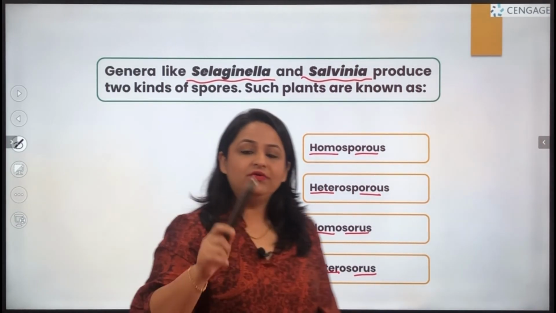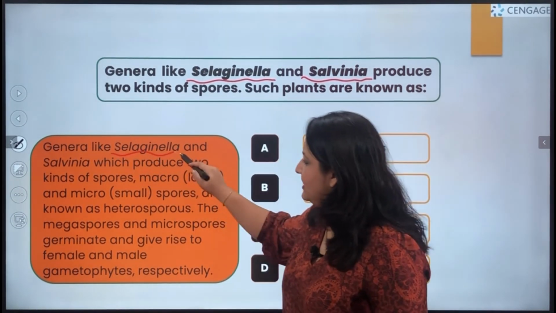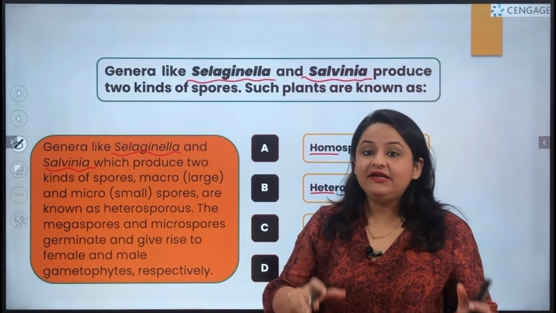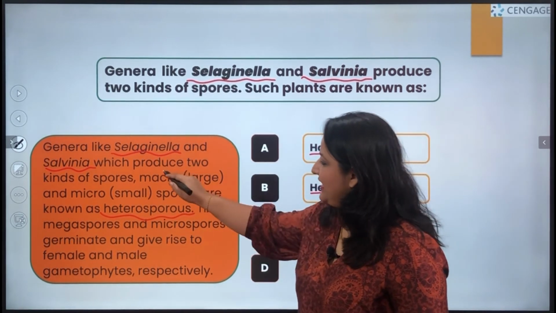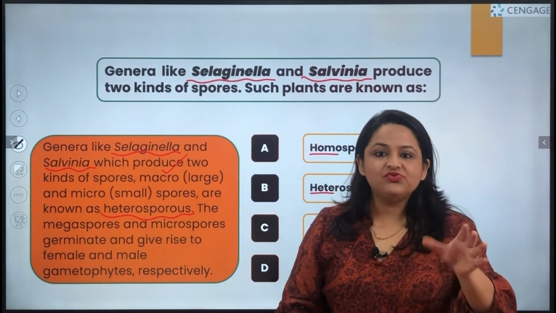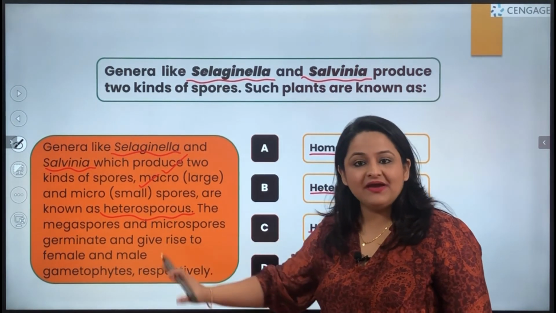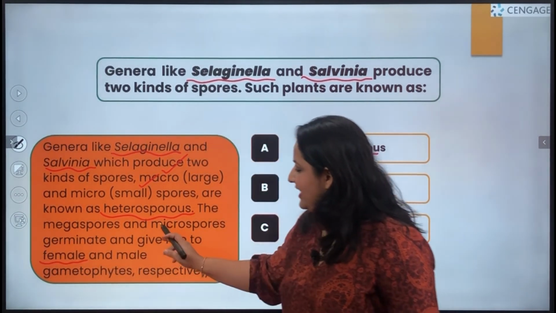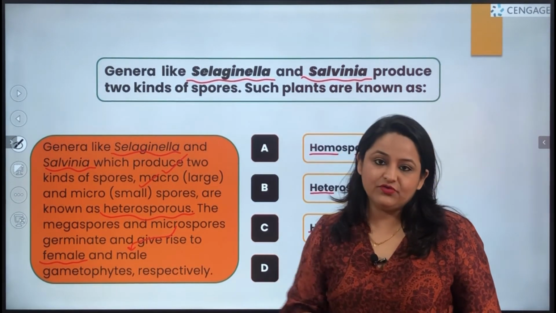So now we know the plants that produce two types of spores, like Selaginella as well as Salvinia, are known as heterosporous. Here they have two types of spores. One is a large spore known as the megaspore, and the other is a small spore known as a microspore. The large spore, that is the megaspore, gives rise to the female gametophyte, whereas the small spore, that is the microspore, gives rise to the male gametophyte.